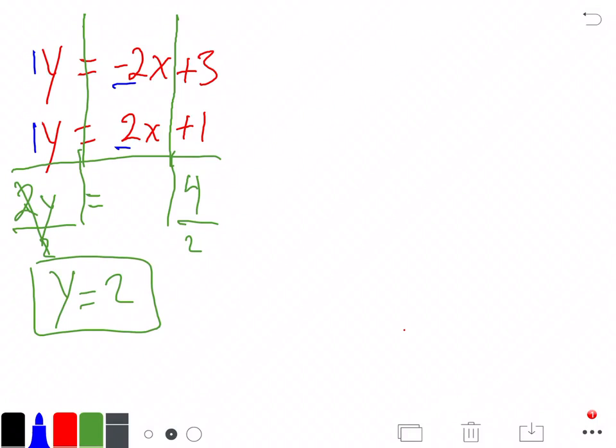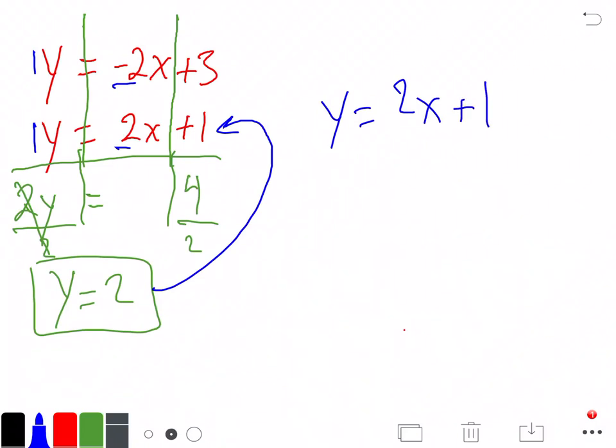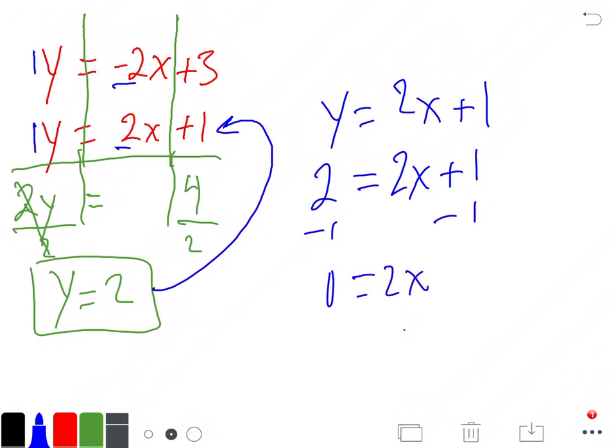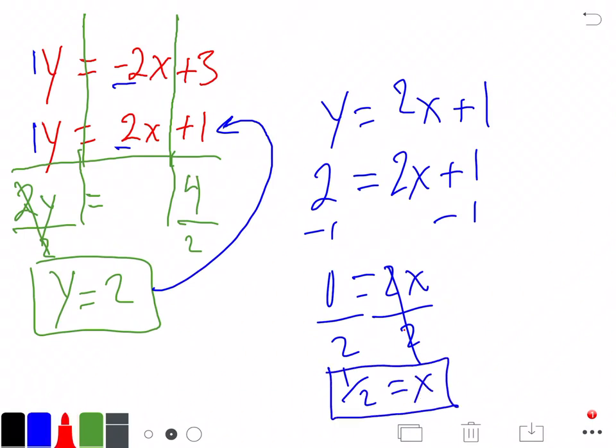Again, since this is a system, we're looking for an ordered pair. So now we need to take this y value and plug it into either of our original equations. It doesn't really matter. I'll just pick that one. So if y is 2x plus 1, our y value is 2, so we need to plug it in for y: 2 = 2x + 1. From there, two-step equation, subtract 1 from each side to get 1 equals 2x. Divide by 2 on each side, 1/2 equals x. There's the x value of our coordinate, and be sure to write your answer as an ordered pair, (1/2, 2).